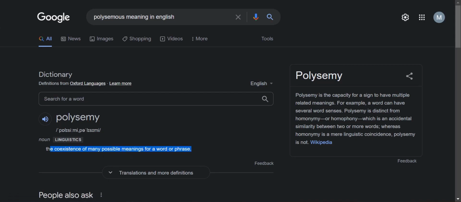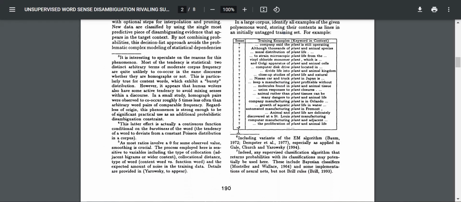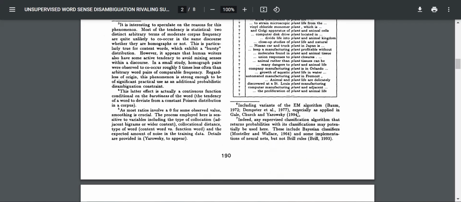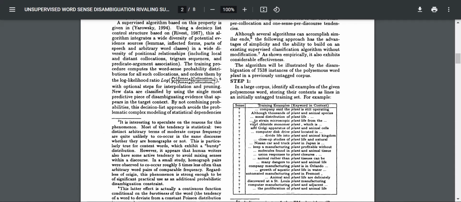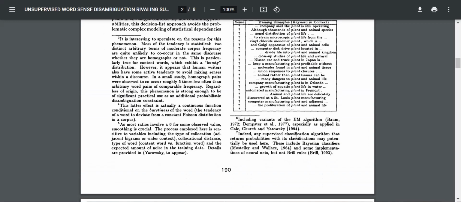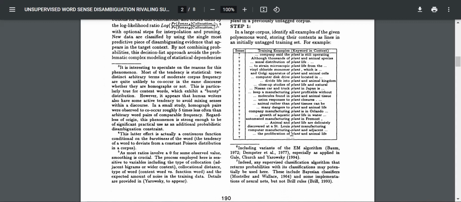Yeah, the coexistence of multiple meanings. So let's just read the footnotes first. So this is the footnote for okay. So these are the other algorithms, variants of the EM algorithm, especially as applied in this work. Okay, so they're now, I guess, describing which supervised algorithm it builds on without modification. So indeed, any supervised algorithm that returns probabilities with its classifications may potentially be used here. These include Bayesian classifiers and some implementation of neural nets, but not Brill rules. I'm not sure what Brill rules are, but I guess I'll look that up later.